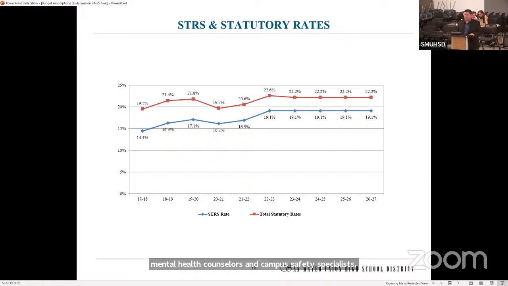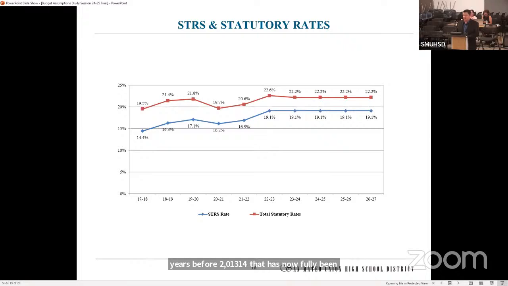I hit on it a little bit earlier in the key considerations, but STRS is our retirement for our certificated staff. Certificated staff, that's our teachers, counselors, psychologists, principals, anyone who needs a certification from the state to do their job. They are members of the State Teachers Retirement System, STRS. This has increased from 8.25% that we paid for probably 50 years before 2013-14. That has now fully been implemented at 19.1%.